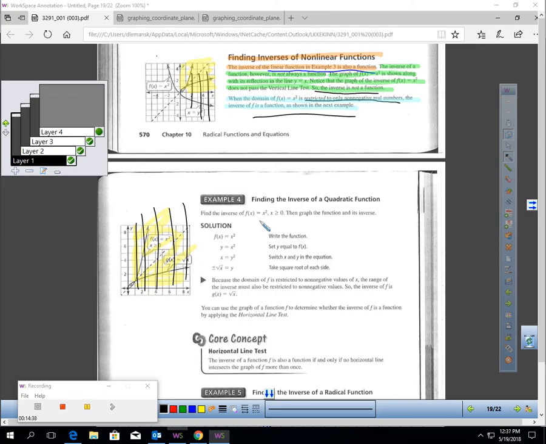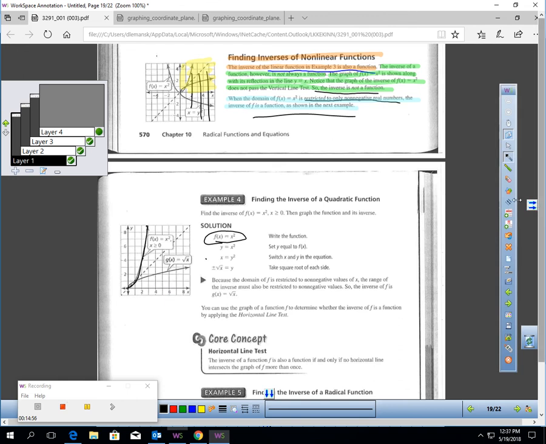Let's take a look at this question. f(x) equals x squared. Find the inverse when x is greater than or equal to 0. Okay, so again, this is a parabola. So (0, 0), (1, 1), (2, 4), and you can see that here. We're only graphing in the positives.